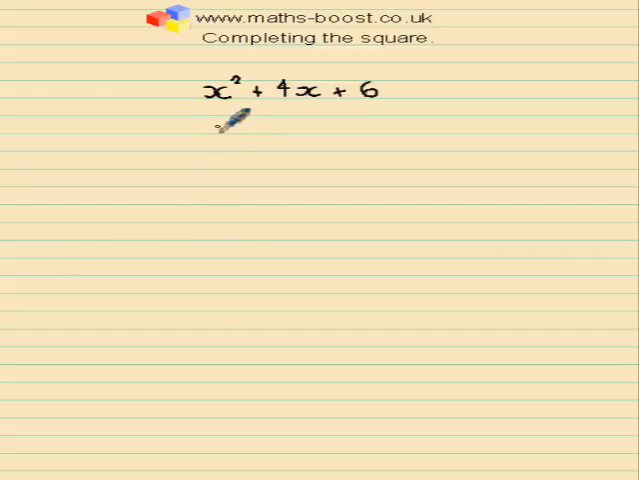We've previously looked at how we would complete the square on an expression like this one, and in particular we've only looked at cases where the x squared coefficient, in other words the number in front of the x squared, is 1. But what would we do if we had an expression like this?